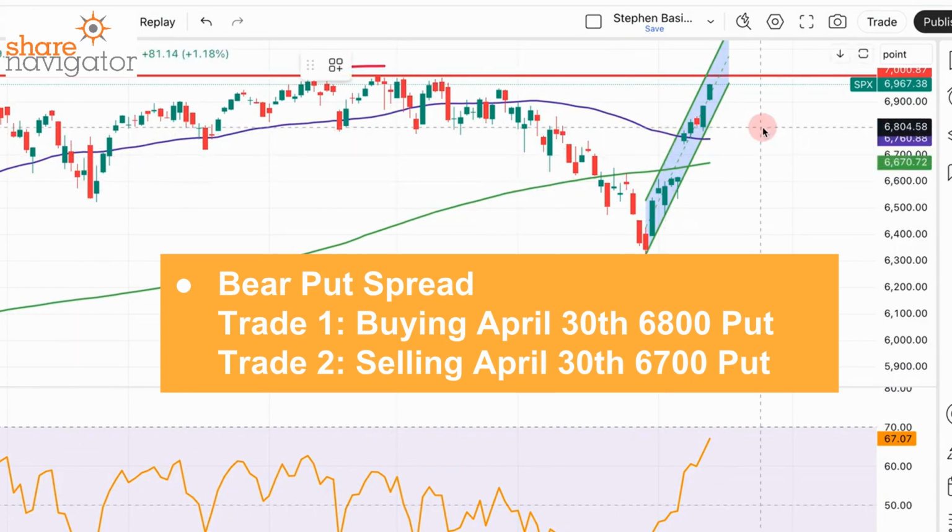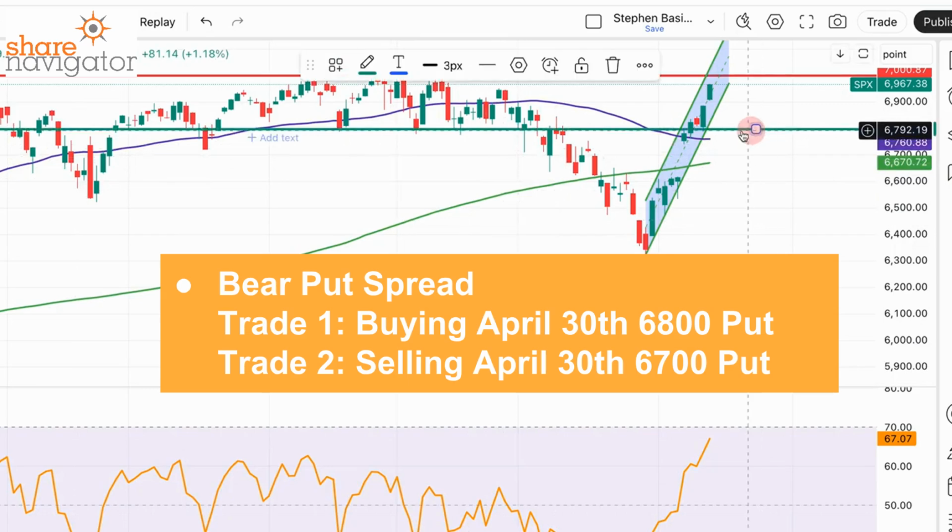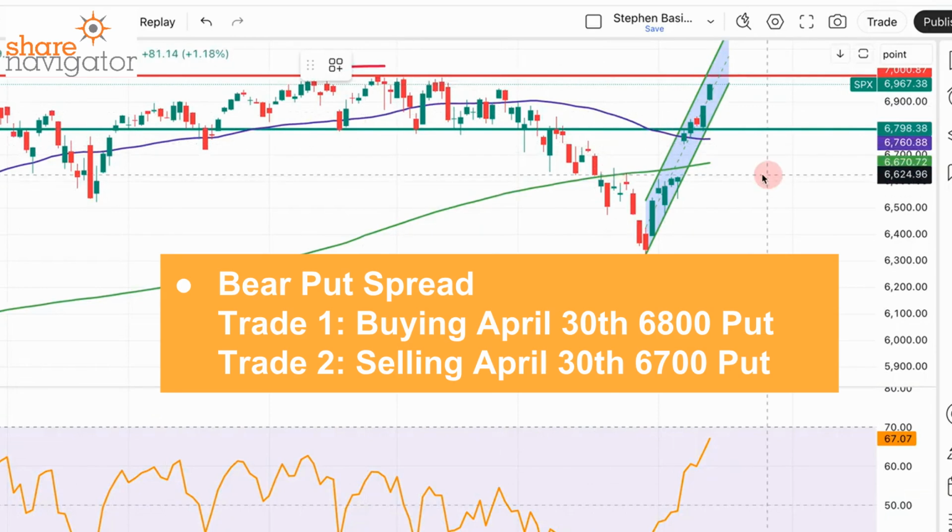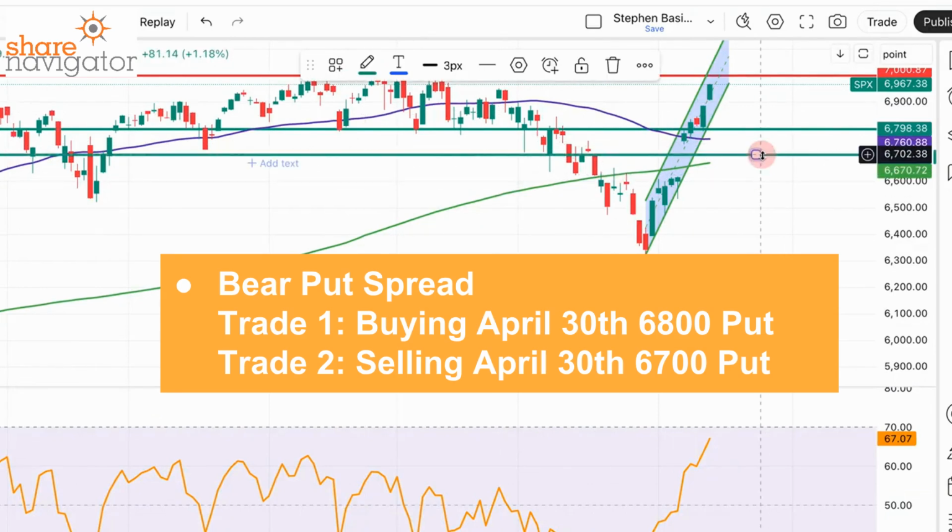So we're looking at buying the put option at the 6,800 strike, so here. And then at the same time, we're going to sell the 6,700 put option for April. So we're buying a put option here, so we're going to benefit on a fall if the S&P falls towards the 6,800 level.